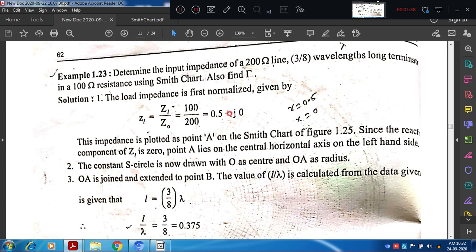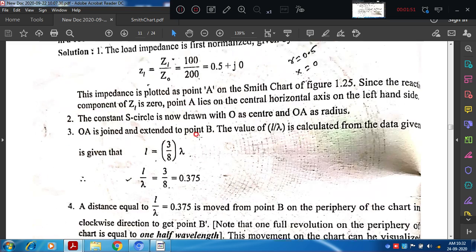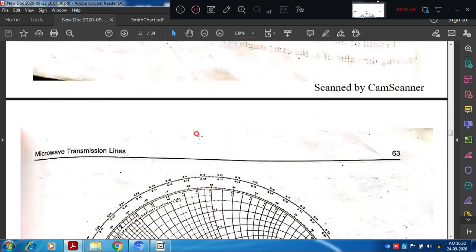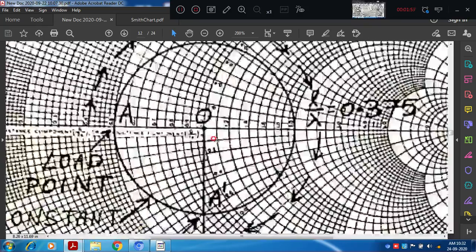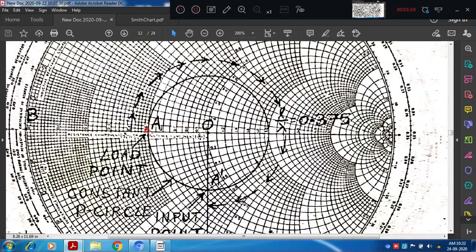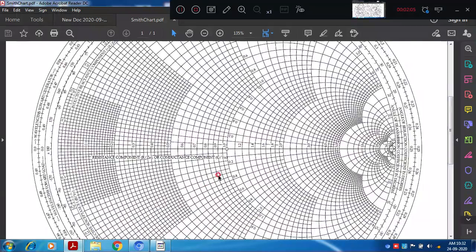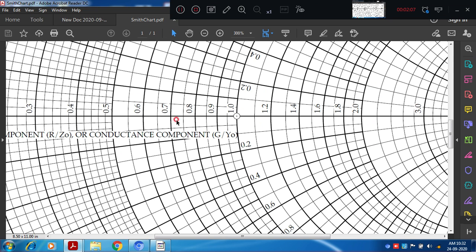Here the reactance part is 0, and the constant resistance part, the pure resistance part, is 0.5. Right. So this impedance has to be plotted on the Smith chart, as shown in the figure. See, 0.5 will appear here. For more clarity, you can see here, 0.1, 0.6 here, 0.5 is here. So this is our load point, the normalized impedance zl.